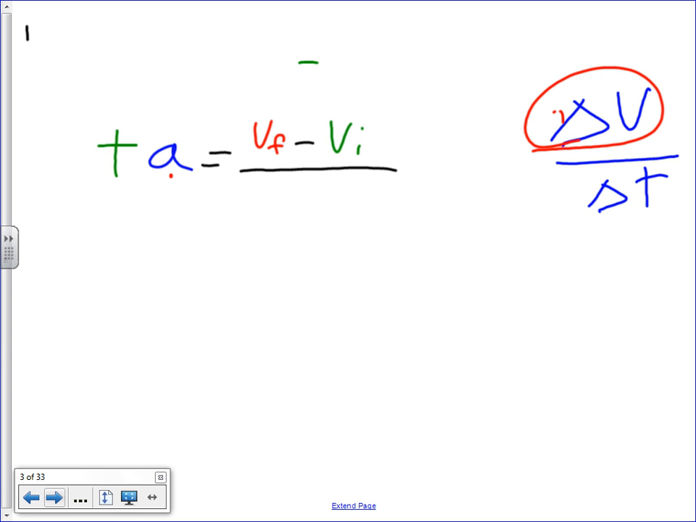I would take VI over to this side by adding it, and then I would subtract this. VF minus t times a should give me VI. Everybody all right with that? It'll take a little practice, but you'll get the hang of it. We just have to do a little bit of manipulating of algebra here. Why is that not staying together? Okay, so just quick manipulation stuff there.